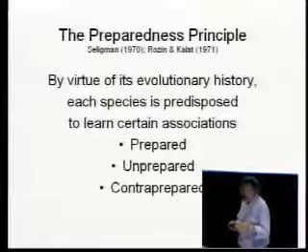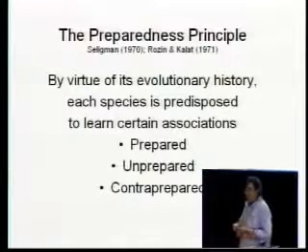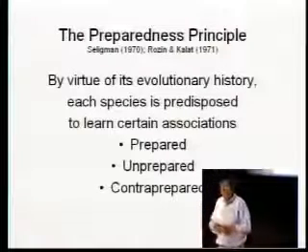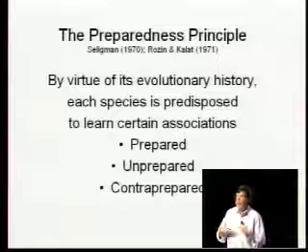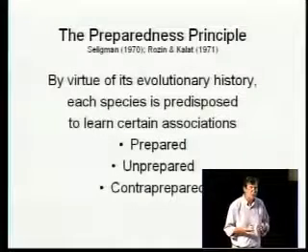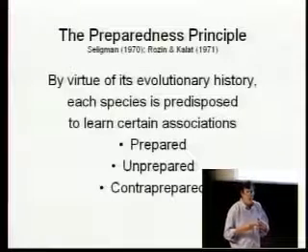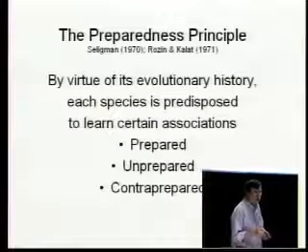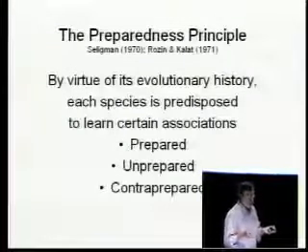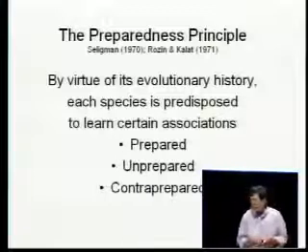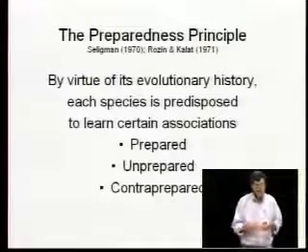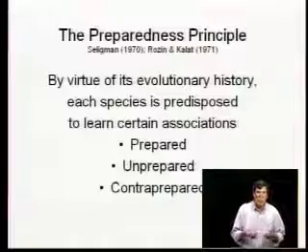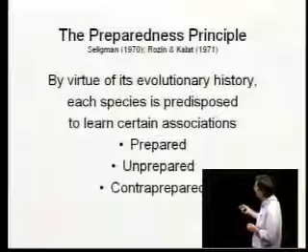Instead, their learning seems to be governed by what's now known as the preparedness principle in learning. The general idea behind the preparedness principle is that by virtue of its evolutionary history, every species is predisposed to form certain kinds of associations. These associations that the species is predisposed to acquire are what we call prepared associations. There are other associations that the animals have not been predisposed to acquire. We call those unprepared associations.